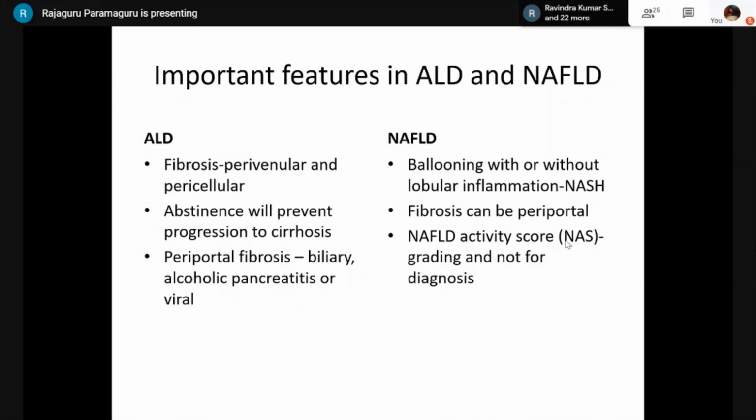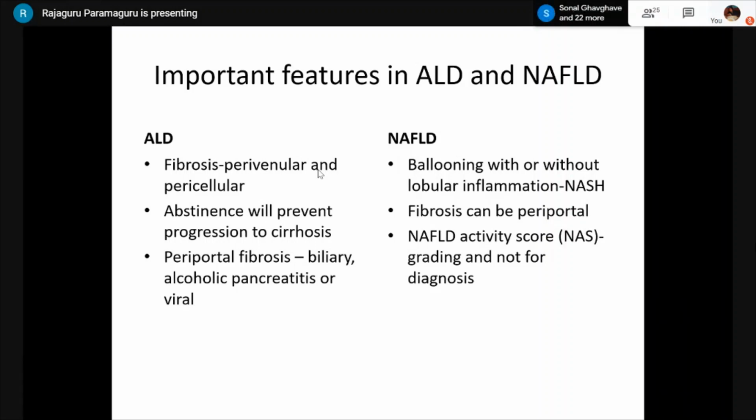Then we are going to the alcoholic liver disease important features. The fibrosis here in alcoholic liver disease will be only perivenular and the pericellular type of fibrosis, whereas in NAFLD or the NASH, you can have periportal fibrosis also. I think you can go and refer your book about the NASH scoring system, the NAFLD activity score, where the 1C will have periportal fibrosis also. And in alcohol, abstinence will prevent progression to cirrhosis.